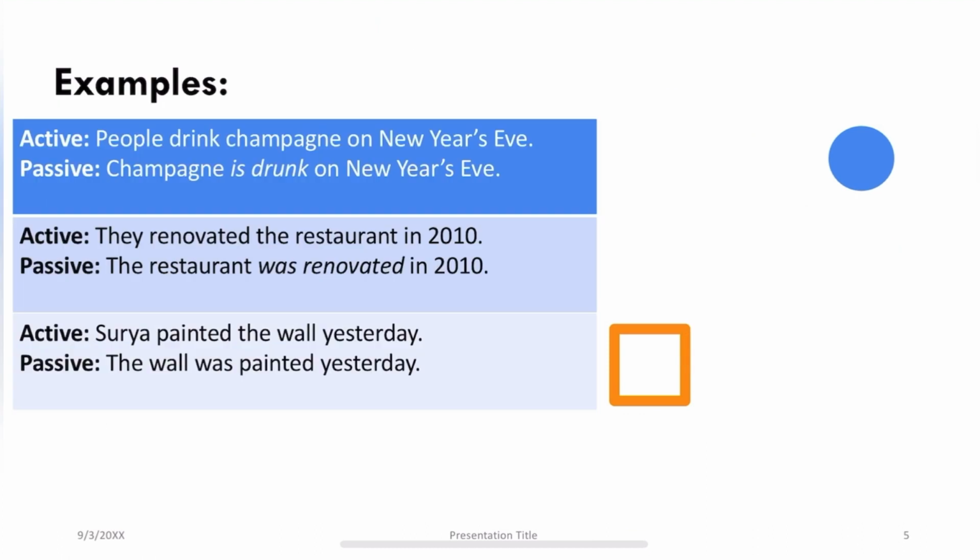For instance, there is a sentence given in the active voice: people drink champagne on New Year's Eve. Now if we want to change the active voice into the passive voice, we make the sentence like this: champagne is drunk on New Year's Eve.